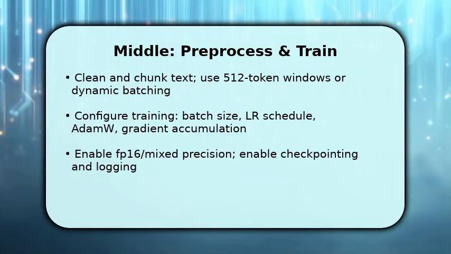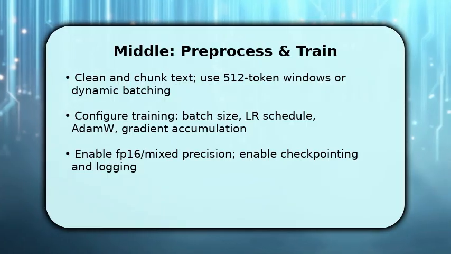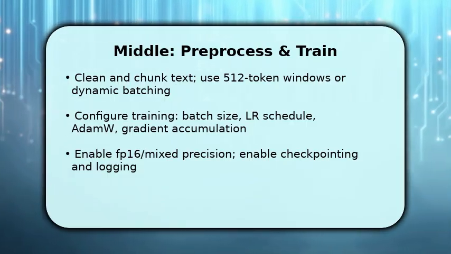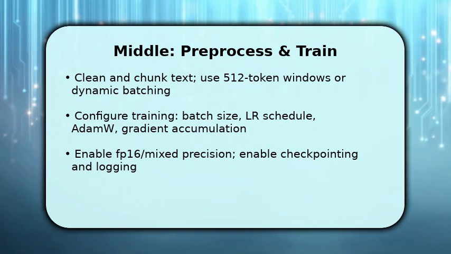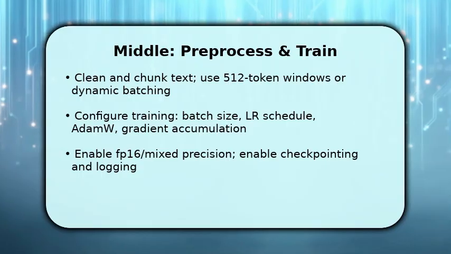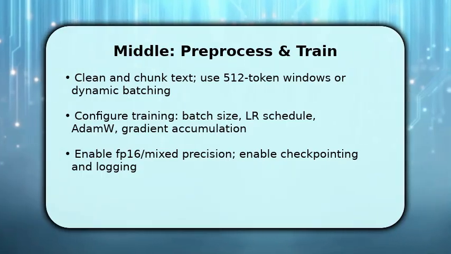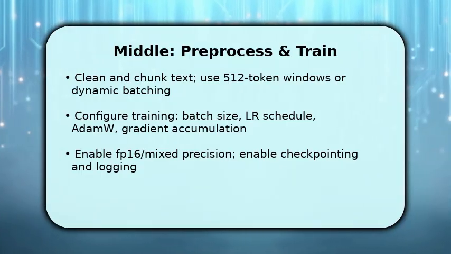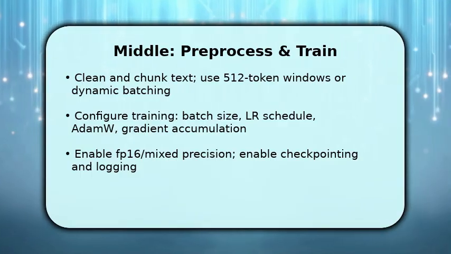Implement FP16 mixed precision to speed up compute and reduce memory. Use checkpoints every n steps and log metrics to watch loss and perplexity. If loss doesn't fall, reduce LR or increase batch accumulation. Iterate quickly. You finish by evaluating and packaging the model.